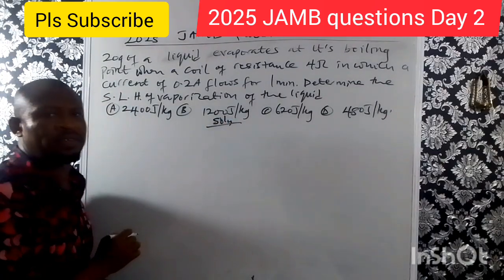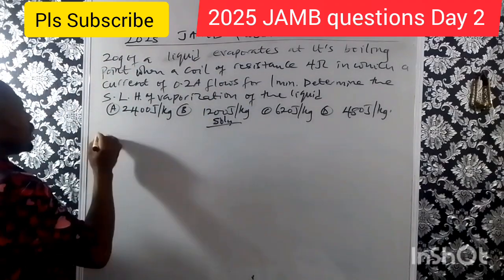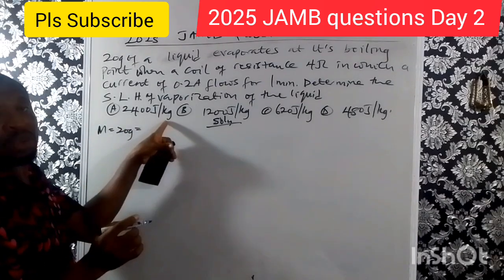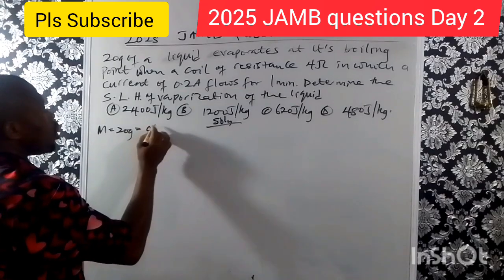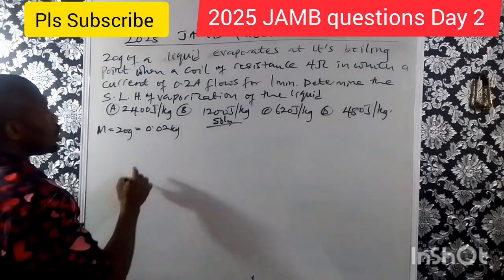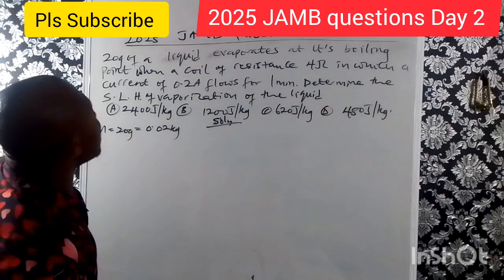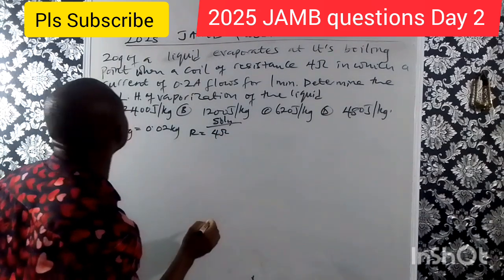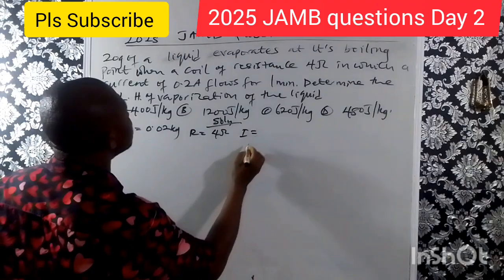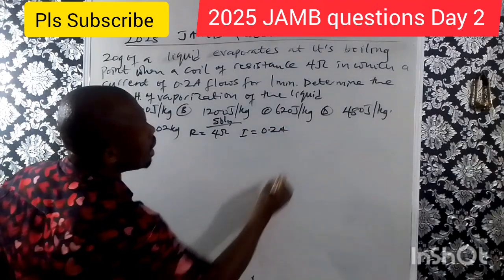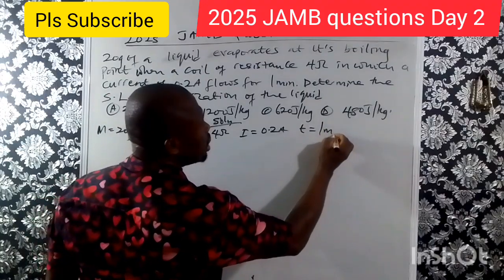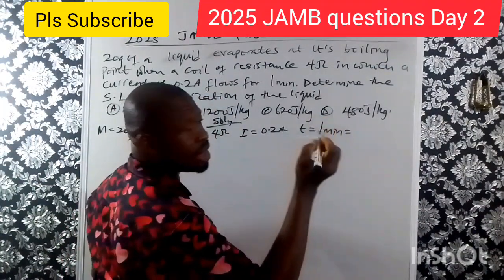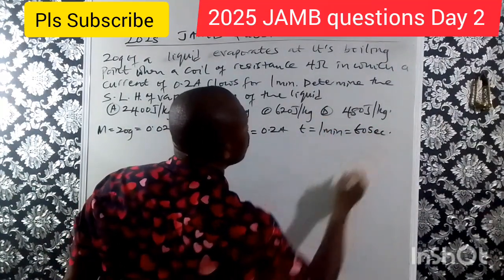Now from here, the mass there is 20 grams. You do the conversion immediately because this one is in kg, which will give us 0.02 kg. The resistance there is 4 ohms. Current flowing in the circuit is 0.2 ampere. The time there is 1 minute, and of course you convert it to seconds: 1 minute times 60 seconds will give us 60 seconds.